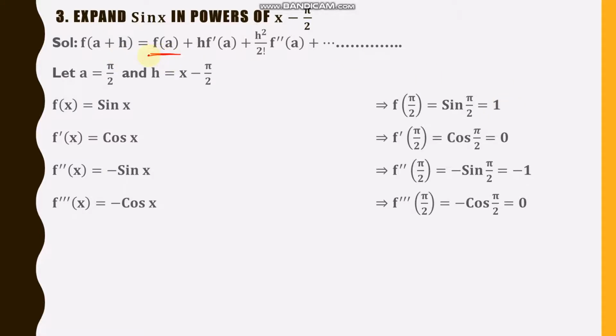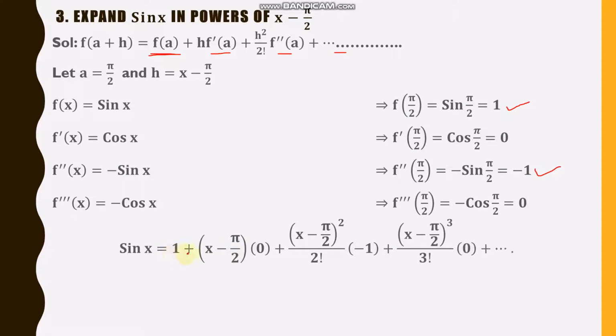Now this 1 corresponds to this value here. Then 0 is for this, then minus 1 is for this, and then 0 again for this. That means the odd powers of x minus pi by 2 will have coefficient 0. So odd powers will not appear in the expansion, only even powers will appear, and even powers will have alternate sign, first plus and then minus. If we put all these values in the expansion, we will get this.